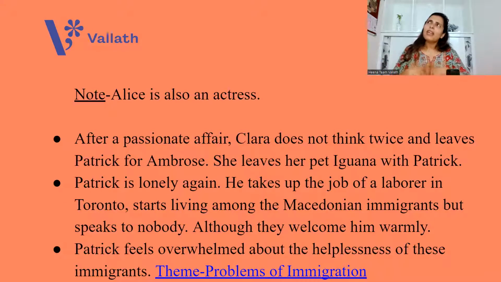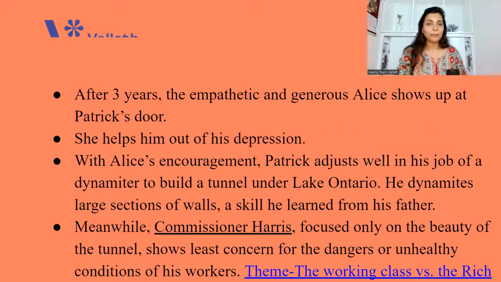Now, living among these immigrants, Patrick looks at their living conditions. No sanitation, no drainage, no proper food, no money. Patrick feels overwhelmed about the helplessness of these immigrants. Despite having such a terrible life, can they turn back and go back to their countries? No, they're surviving. Patrick is overwhelmed. He's sad. Here the theme is problems of immigration.